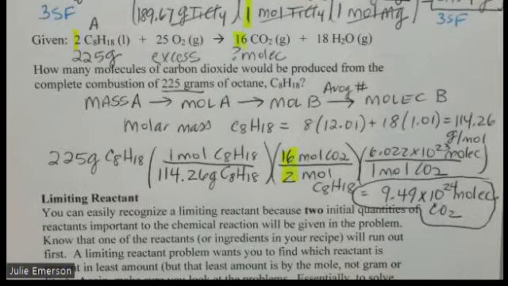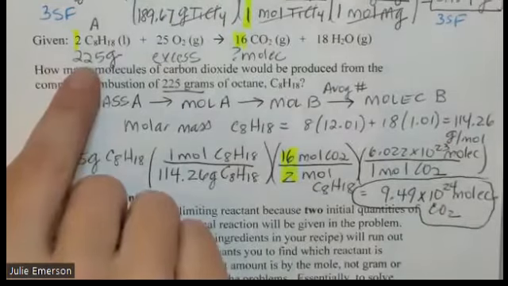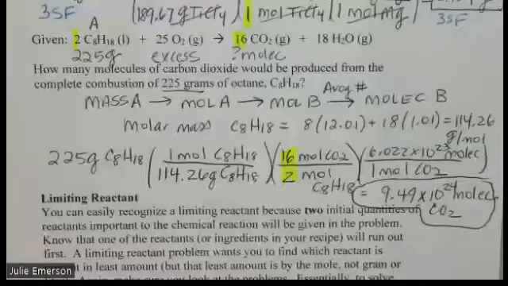Like, what if I started over with this question and I said, okay, we've got 225 grams of octane, but I only have 100 grams of oxygen, right? So now the question is, how much CO2 will I make based on those 2 reactants? And that becomes a limiting reactant problem. And what that means is one of those reactants will run out first and thus limit how far the reaction can go.